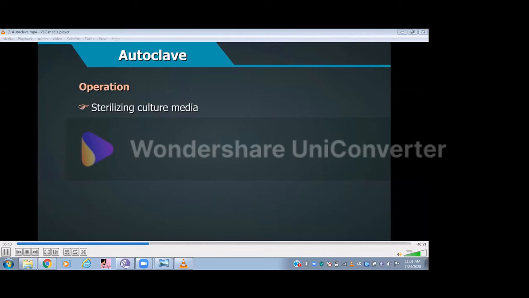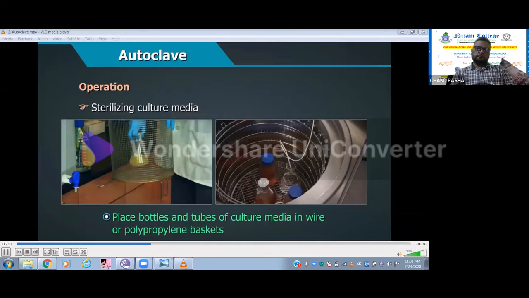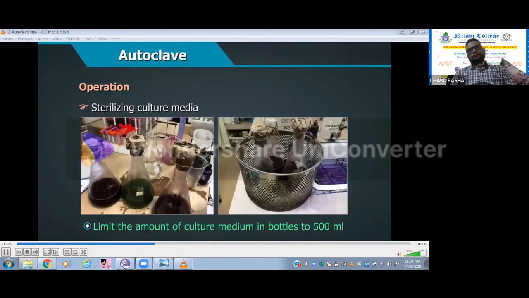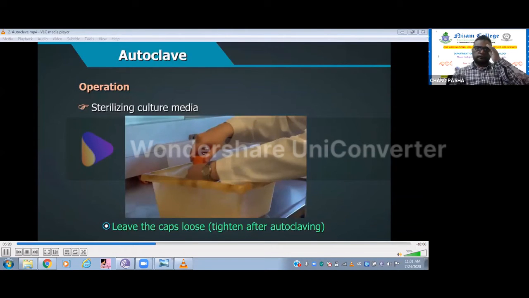Sterilizing culture media. Place bottles and tubes of culture media in wire or polypropylene baskets. Limit the amount of culture medium in bottles to 500 milliliters. Leave the caps loose. Tighten after autoclaving.